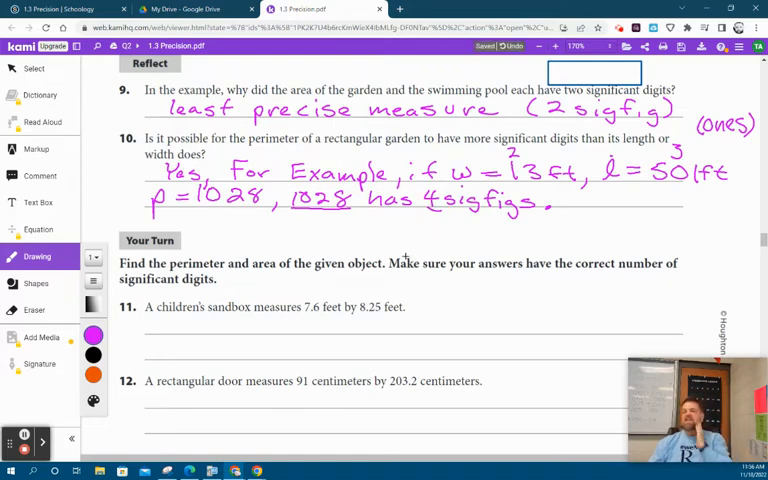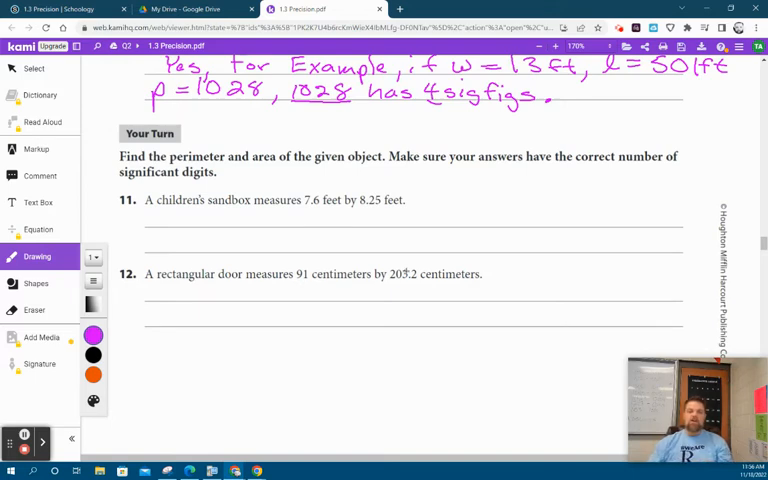So what the question is saying, is there ever a time where you do the multiplication and you have more significant figures than you started with? And the answer is yeah, we're multiplying things. So it has to do with the least precise measurement, okay? So now we're going to be asked to do a couple of these on our own.